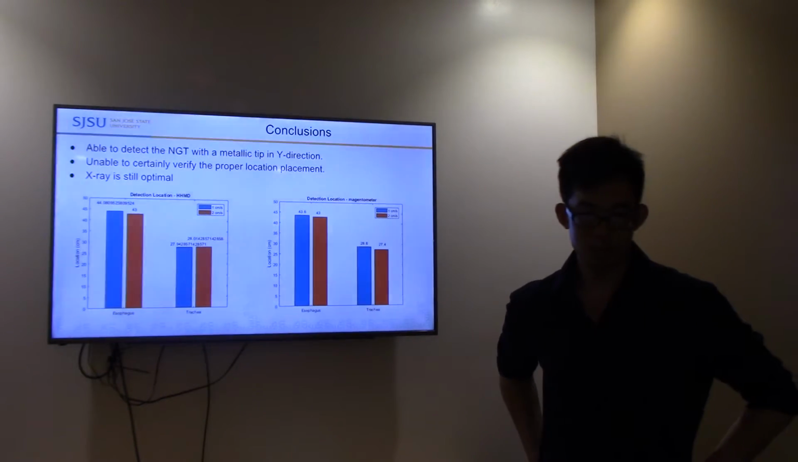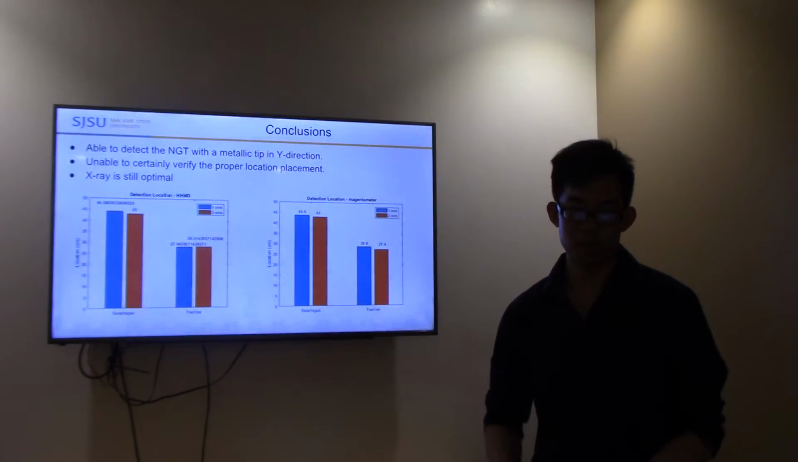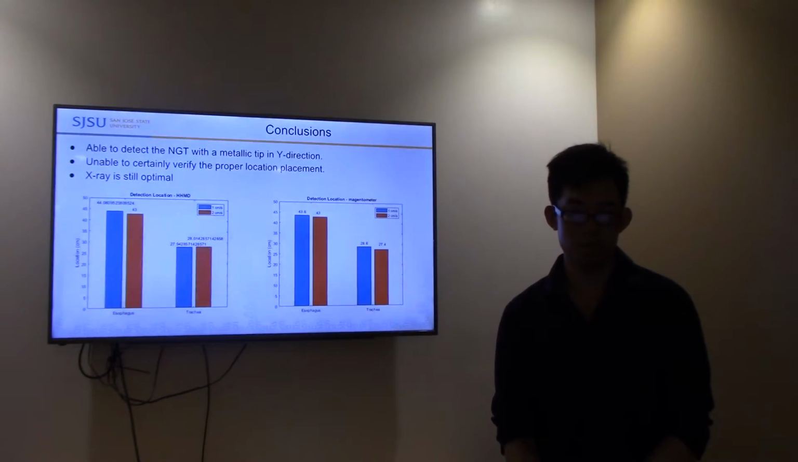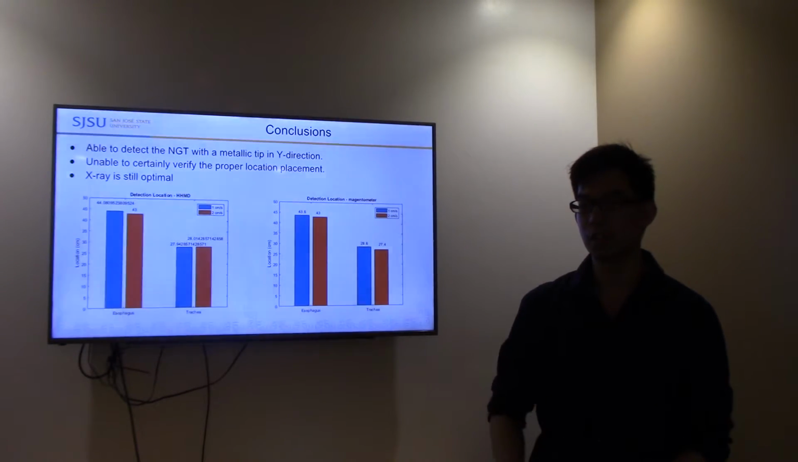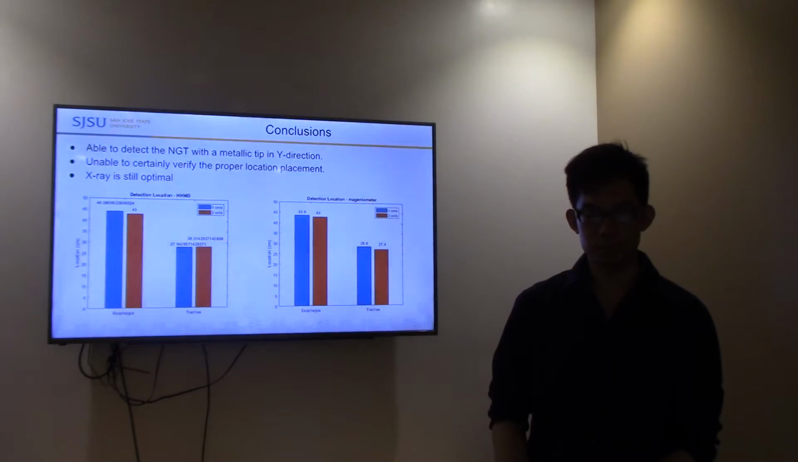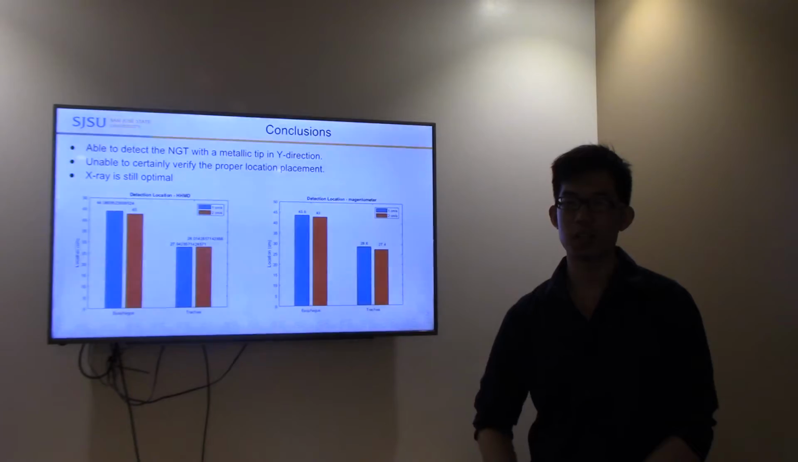So in conclusion, we're able to detect the tube with a metallic tip in the y direction, but we're unable to verify whether it's in the esophagus or the trachea. And so the x-ray is still optimal because it provides a visual.